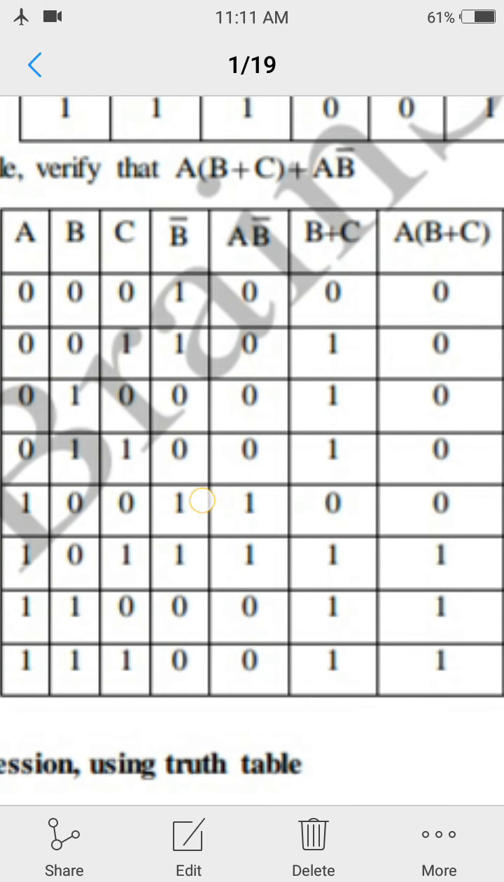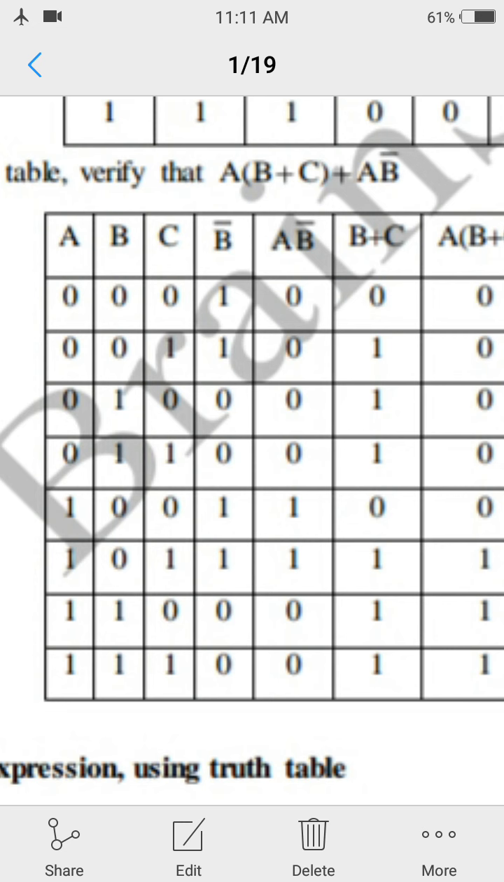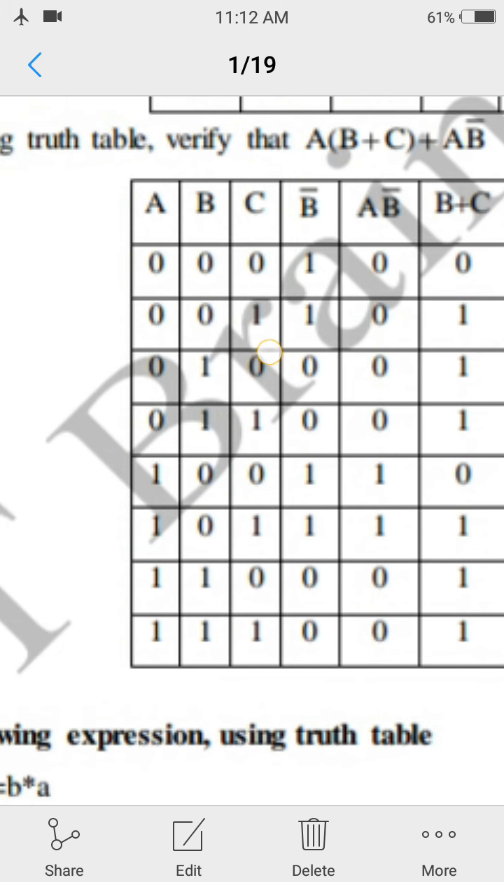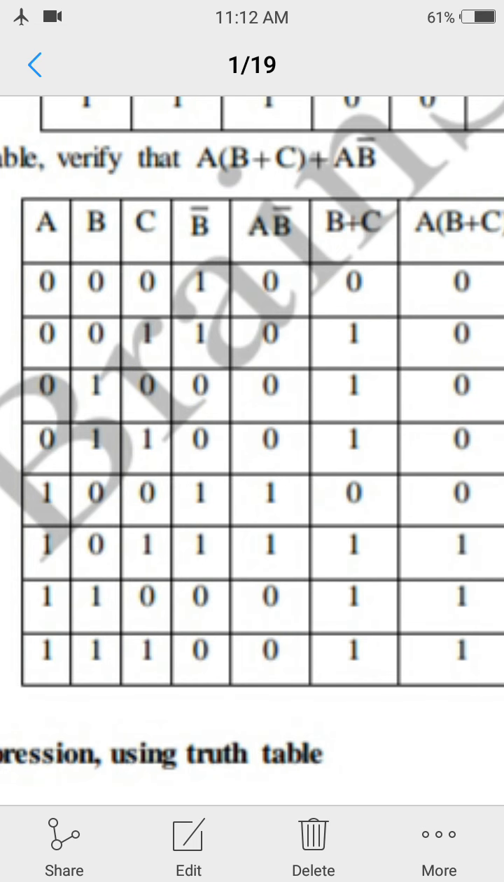So the value of b or c is simply b or c, b plus c. You know, if any one among B or C is true, the result will be true. If both are true, the result will be true. The result will be only false when both are false. So in first row, A is 0, B is 0 and C is 0. So result will be, in OR operation when both are false, the result will be false.